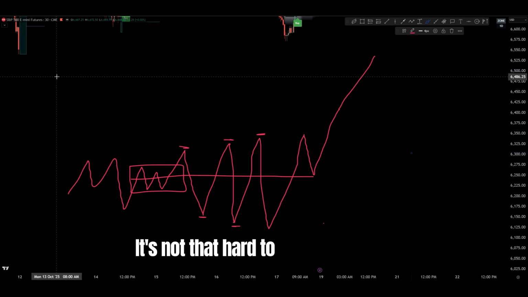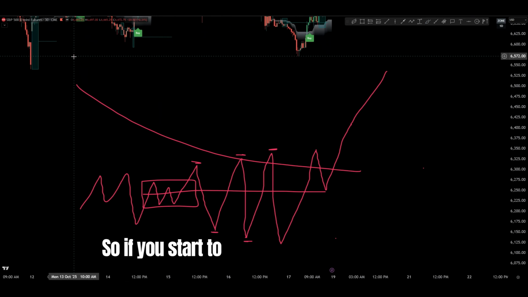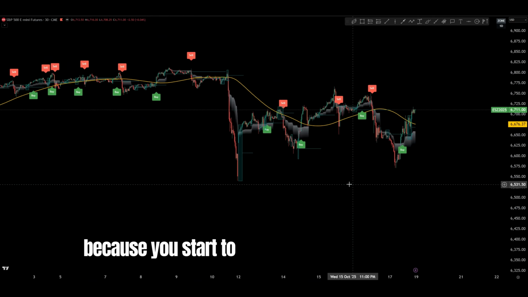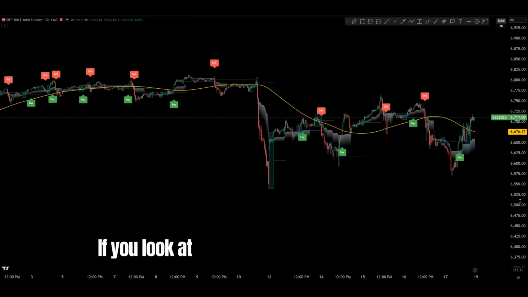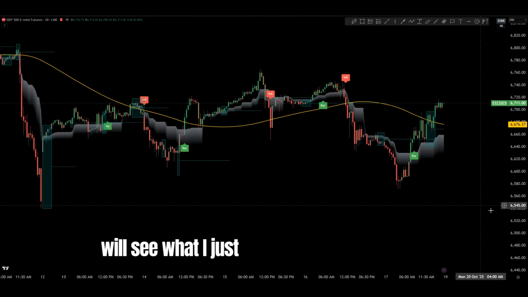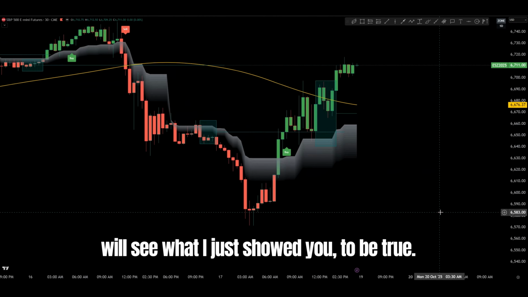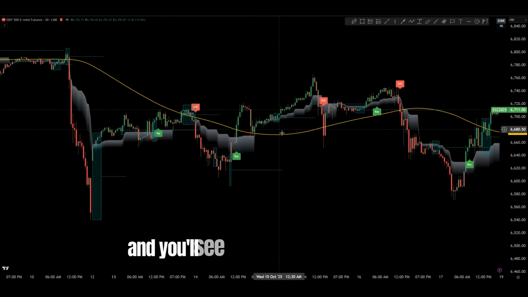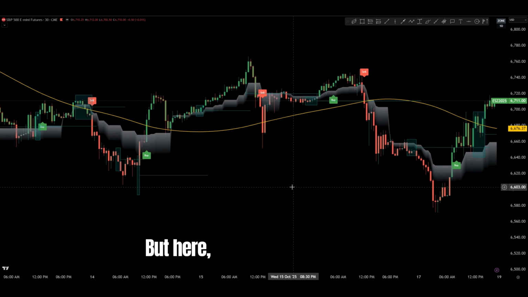It's not that hard to understand. So if you start to incorporate that into your trading, you will have a better time, because you start to actually understand price. If you look at a much higher time frame, you will see what I just showed you to be true. And even on lower time frames, if you get into seconds, you can look and you'll see those patterns there. But here, watch, it's right here.